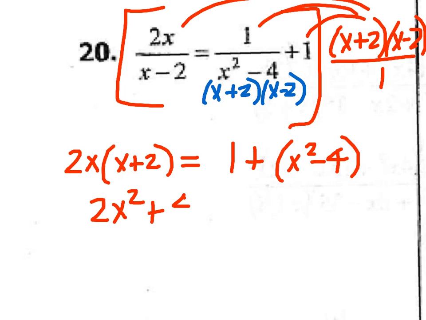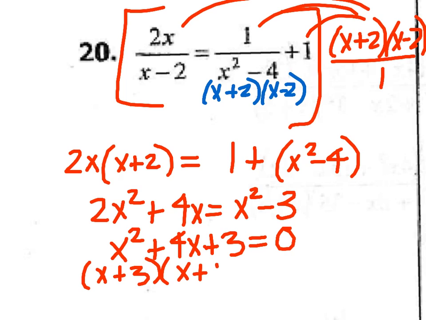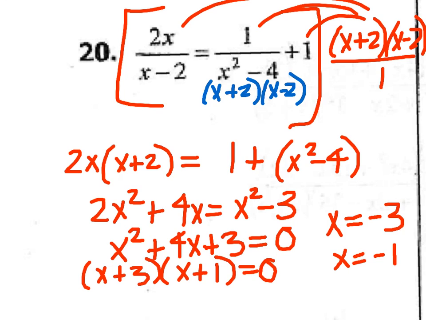I'm going to get everything on the same side. So x squared plus 4x plus 3 equals 0. So I have x plus 3 times x plus 1 equals 0. When I set those equal, I get x equals negative 3, x equals negative 1. I need to check both of those and make sure that they do not make our denominator 0. They do not. So those would be our two different answers.